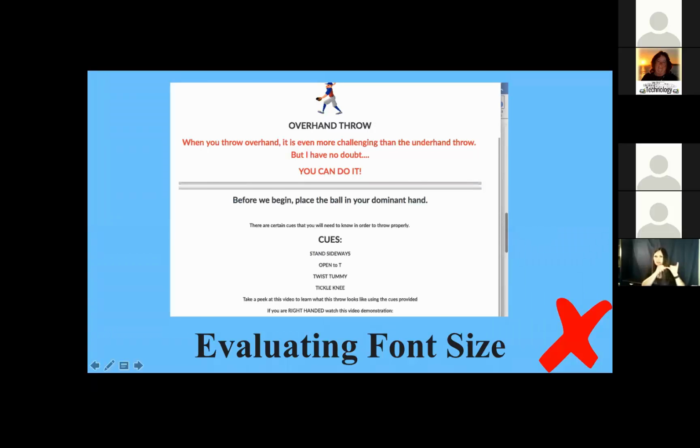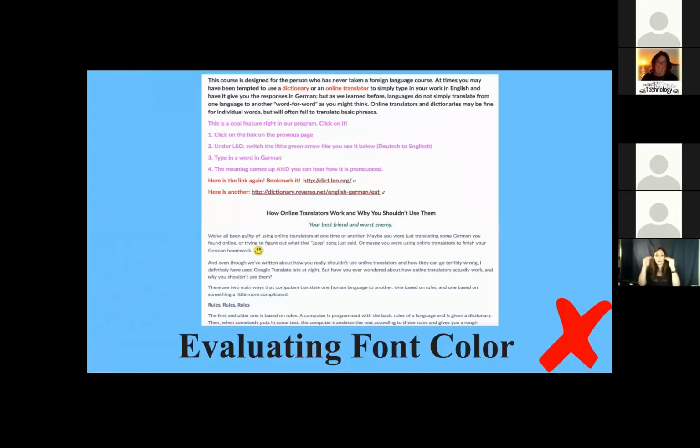The next one, which I'm really big on, is font color. This is not to make it fun. We need to make sure the learning is happening. And sometimes, again, some of these colors are not even accessible. If you are going to emphasize content in a color, keep it consistent throughout your course.